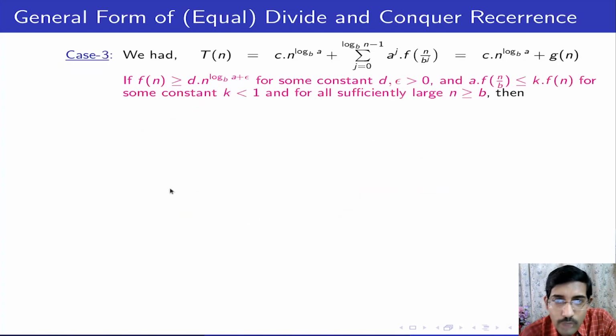Now it is not bounded, where we assume that f(n) is more than n to the power log a base b. So it is n to the power log a base b plus epsilon, which means that n to the power log b by a is a lower growth rate function than this one. The n to the power log b by a growth rate is less than f(n). So f(n) grows faster. So since f(n) grows faster, how fast?